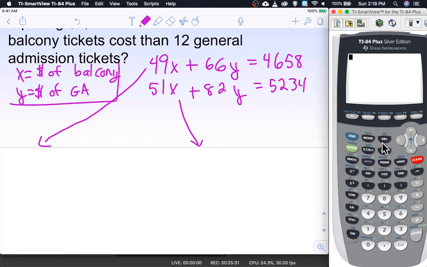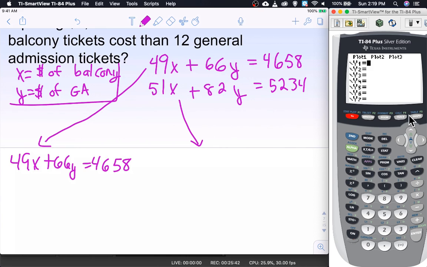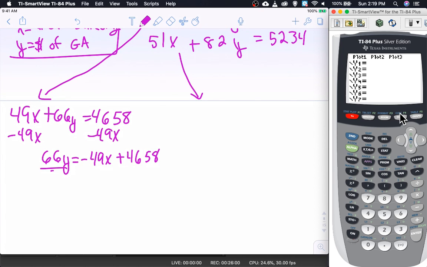Okay, so here's what we're going to do. 49x plus 66y equals 4658. I'm going to solve that for y so that I can plug it in my calculator, graph it, and then find, using that calculate feature, their intersection point. So I'm going to subtract 49x on both sides. 66y equals negative 49x plus 4,658.